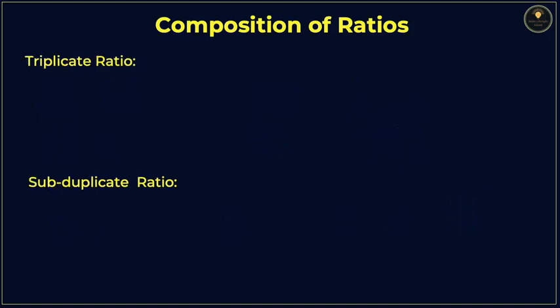Similarly, you can find the value of triplicate ratio. So if I want to write the triplicate ratio of 2 by 3, you will write 2 multiply with 2 multiply with 2, and again here you will write 3 multiply with 3 multiply with 3, that is equal to 2 cube by 3 cube.